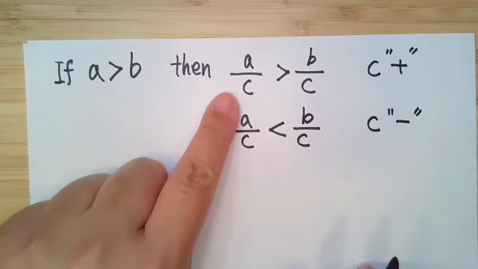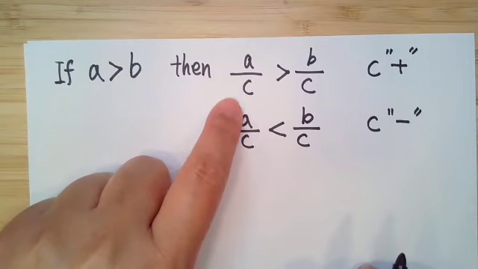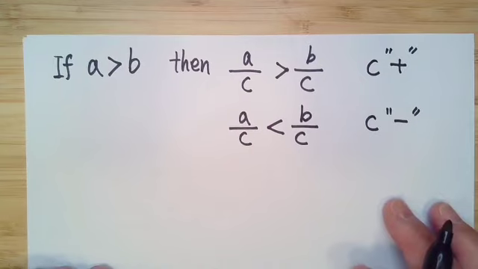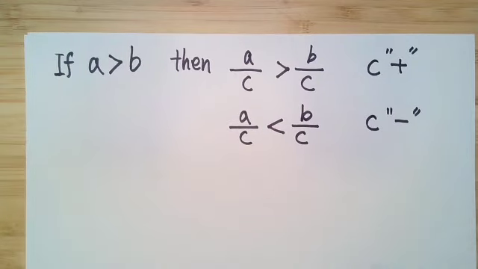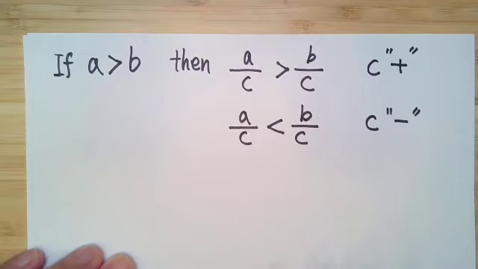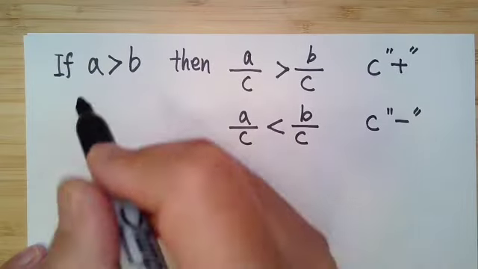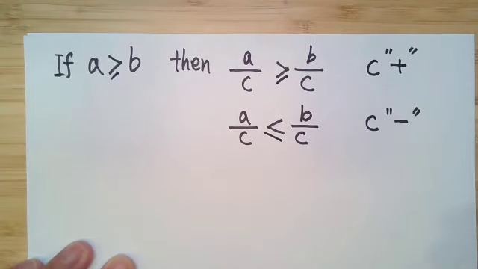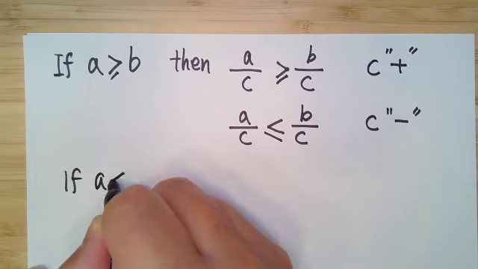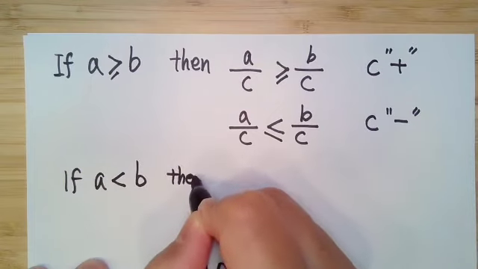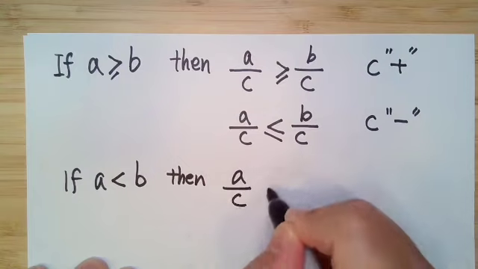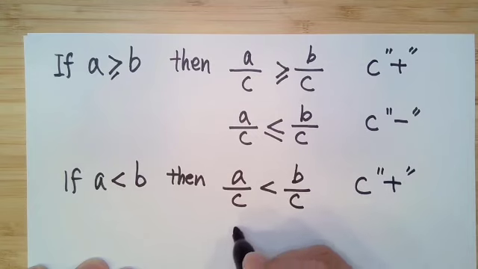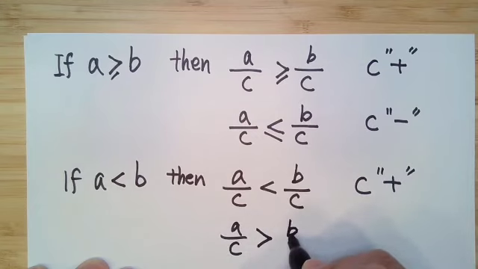When you multiply by 1 over C, which is the same as dividing by C, when C is positive, then 1 over C is positive. That's why we have exactly the same rule as for multiplication. I don't think I need to do that. Well, I'm lazy, so I just write equal to. So here we'll have an equal sign, okay? And if A is less than B, then A over C is less than B over C when C is positive, and A over C is greater than B over C when C is negative.